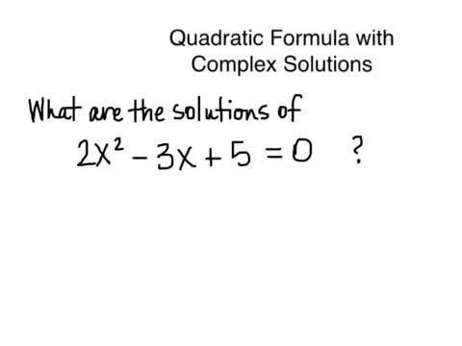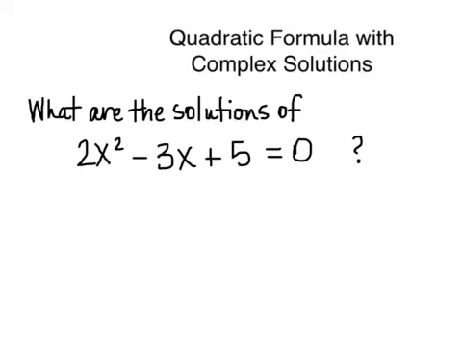When we're given a quadratic equation and we're asked to solve for x, as we've seen before, there's usually two answers. But what we haven't seen before is two answers that are complex or have an imaginary i in them. So let's see what happens with this one.